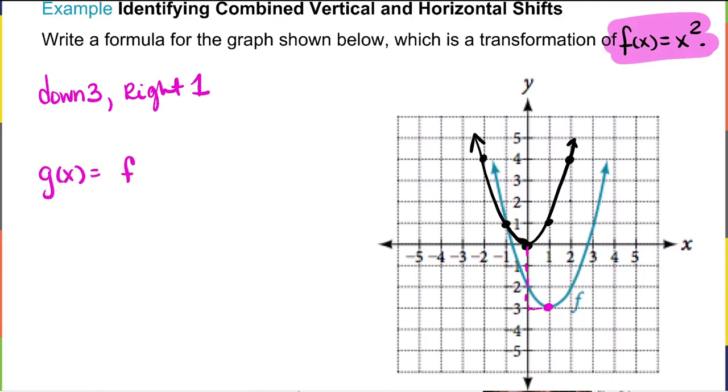It equals f of x. We're moving right 1, so that would be minus 1, and down 3 would be minus 3, right? So right 1, down 3. So minus 1, minus 3. So then in the function itself, remember that was x squared. So this would be x minus 1 squared minus 3.